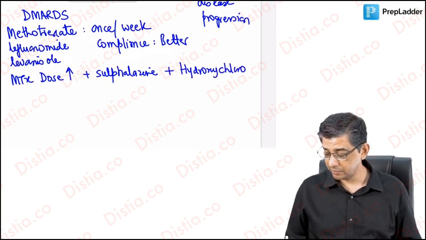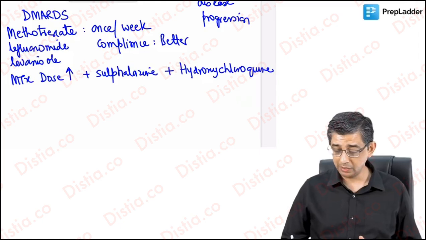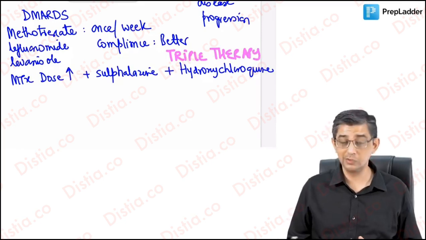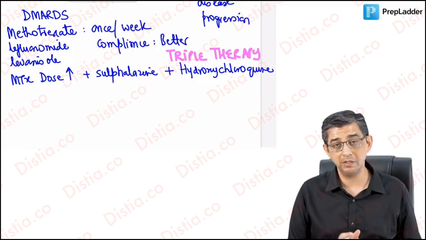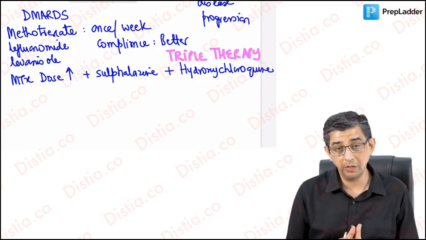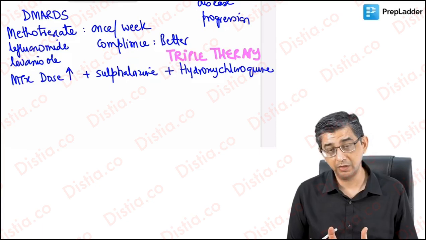I personally have seen good response with a combination of these three drugs, and that is what is recommended. This would be called triple therapy. Now, traditionally, you read about triple therapy with Helicobacter pylori, where you are going to be using two antibiotics like erythromycin and amoxicillin with a PPI. But today we talk about triple therapy even in rheumatoid arthritis. The drugs are methotrexate, sulfasalazine, and hydroxychloroquine.